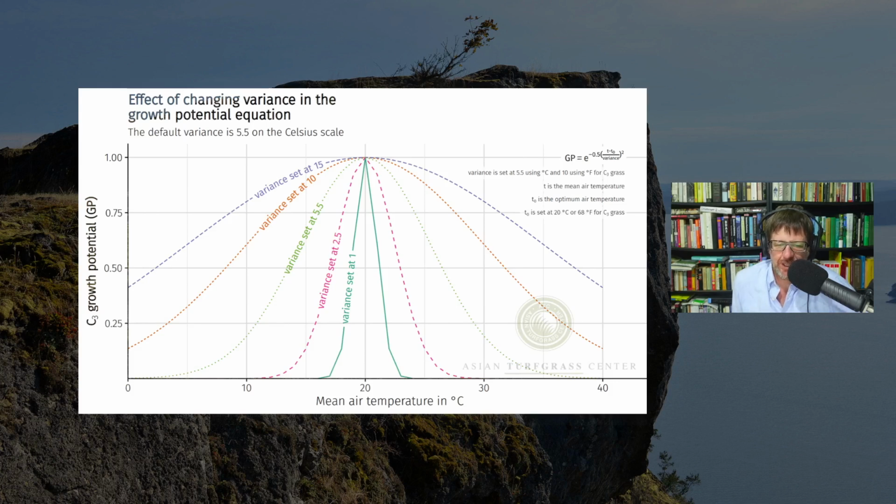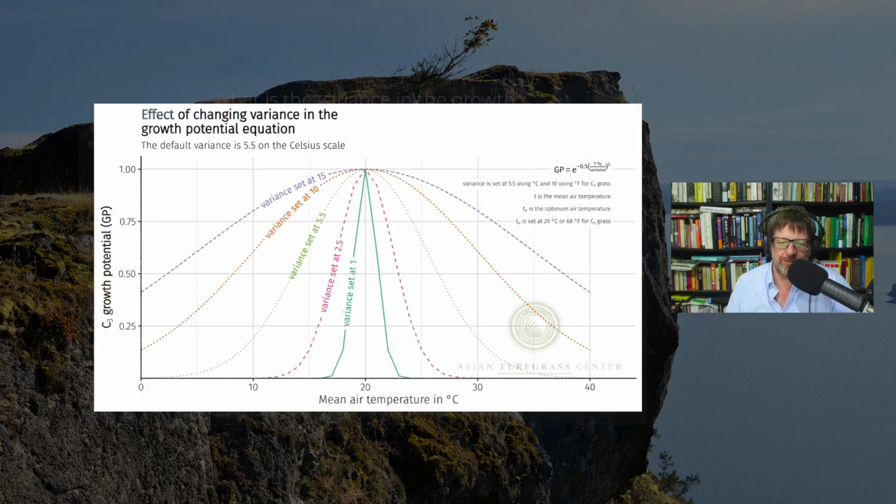If you set it just at 5.5, you're going to get something that is almost exactly the same as the Paceturf original equation. And if you set the variance smaller than the recommended value, then you're going to get something that drops very quickly as you move just a small amount, a few temperature units, a few degrees away from the optimum temperature.